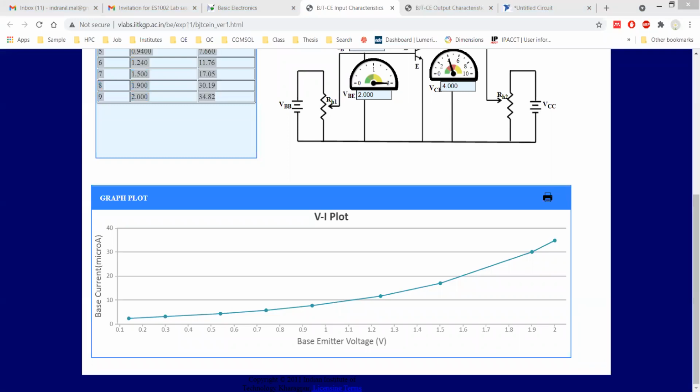Okay, now just plot it over here. Delete this one, and we can have data for... Okay, this was for 4 volt, right? We see for this case it was 4 volt, right? Not sir, 3 volt.